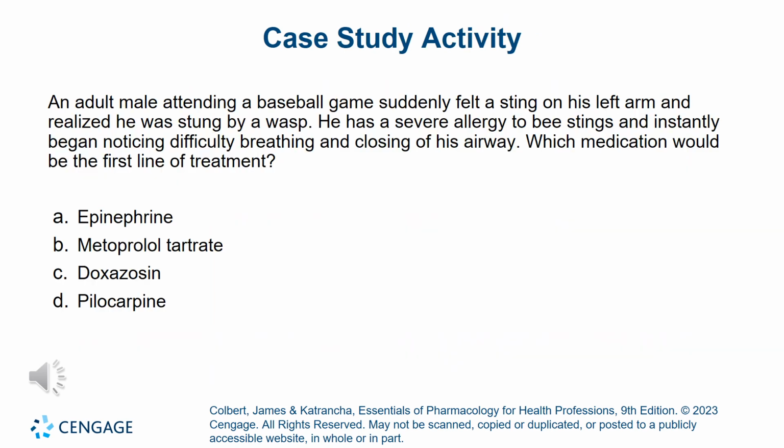Let's use critical thinking and answer the case study activity. An adult male attending a baseball game suddenly felt a sting on his left arm and realized he was stung by a wasp. He has a severe allergy to bee stings and instantly began noticing difficulty breathing and closing of his airway. Which medication would be the first line of treatment? Choose from the following, write your answer down, and your answer will be revealed on the next slide.